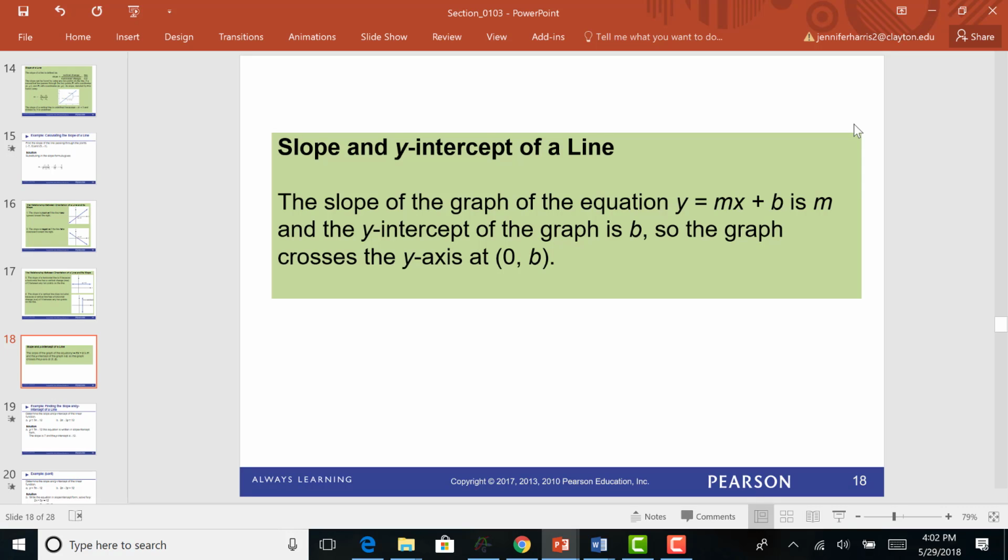Now, the m represents the slope. What do you say the b represents? The y-intercept. Remember, this is your slope all day, every day. Whatever number sits right here is always going to be your slope, and whatever number sits here is always going to be your y-intercept, which means that's where it's going to touch the y-axis. Questions?